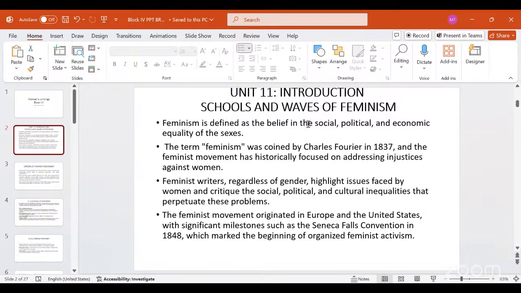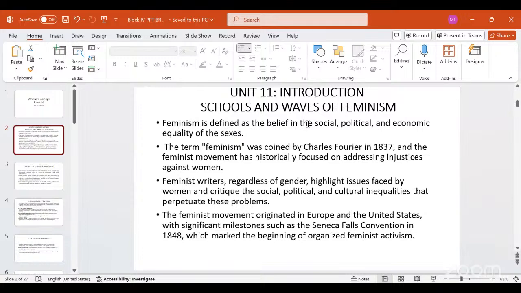Right. So the term feminism was coined by Charles Fourier in 1837, and the feminist movement has historically focused on addressing injustices against women. So feminist writers, regardless of gender, highlight issues faced by women and critique the social, political, and cultural inequalities that perpetuate these problems. So the feminist movement originated in Europe and the United States with significant milestones such as the Seneca Falls Convention in 1848, which marked the beginning of organized feminist activism.